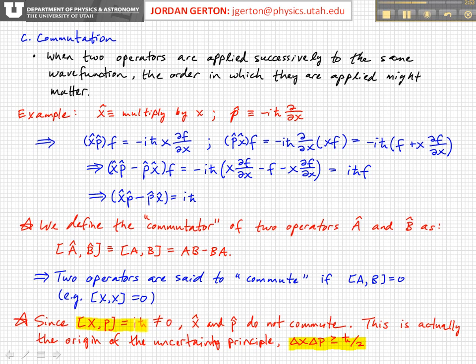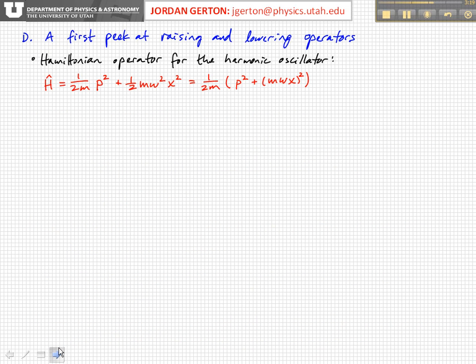We won't do it, but qualitatively, what you should remember is that if two variables do not commute, that means that there's some limitation on the precision with which you can simultaneously measure the associated quantities that correspond to those operators. Okay, so that's operators and a little bit about commutation.